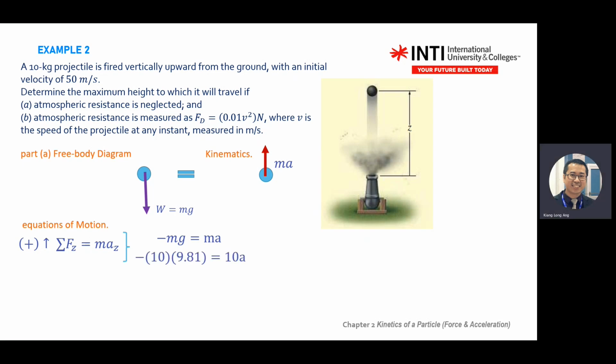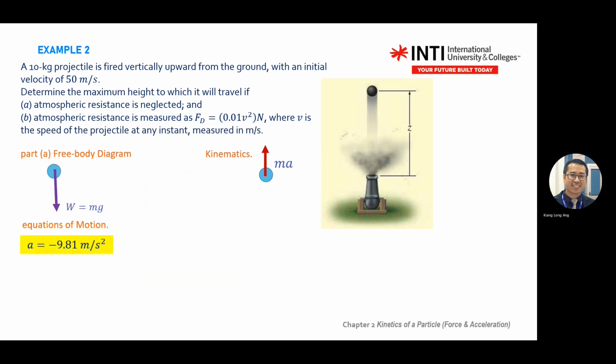At this stage you can cancel m because it's the same, but you can still substitute if you want. Mass given here is 10, so you substitute that, or you don't need to substitute because it cancels. So your acceleration equals negative 9.81, which is your gravitational acceleration. But it's negative. Why negative? Going up is positive, but acceleration goes down.